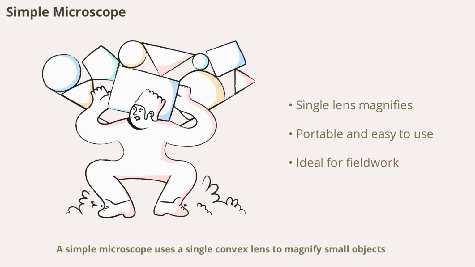A simple microscope uses a single convex lens to magnify small objects. It's ideal for viewing details like the veins in a leaf or the structure of a tiny insect. While limited in magnification compared to compound microscopes, simple microscopes are portable and easy to use, making them perfect for fieldwork and basic scientific studies.